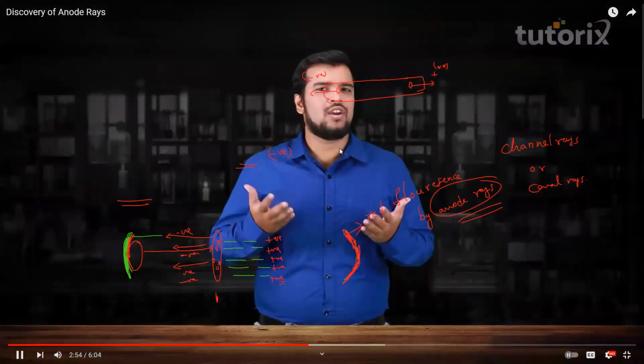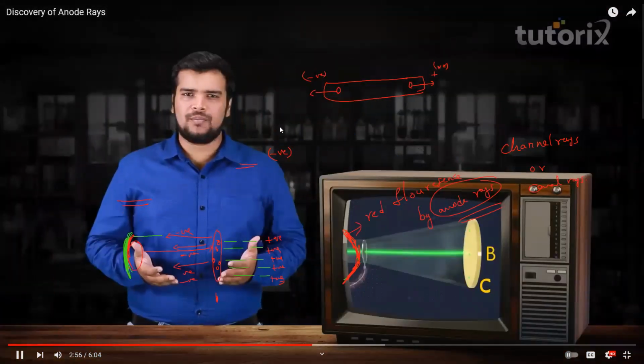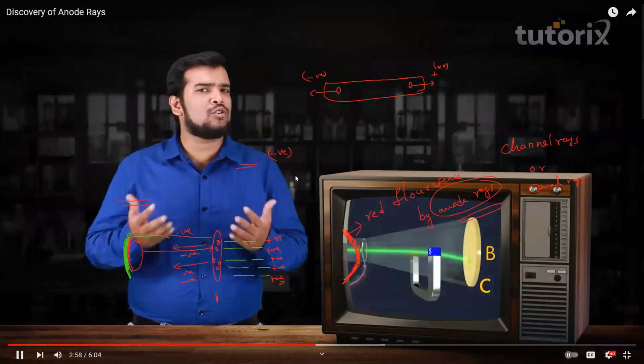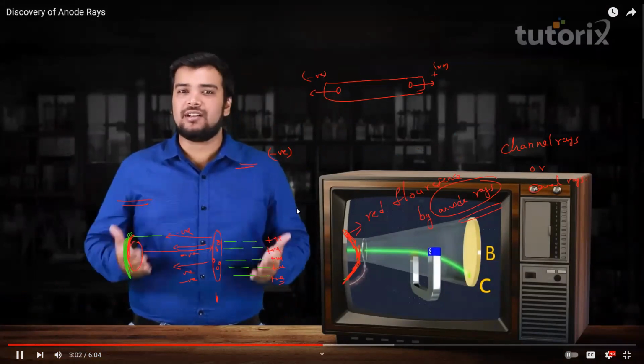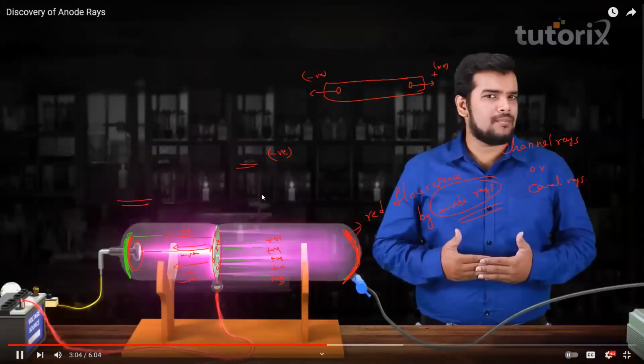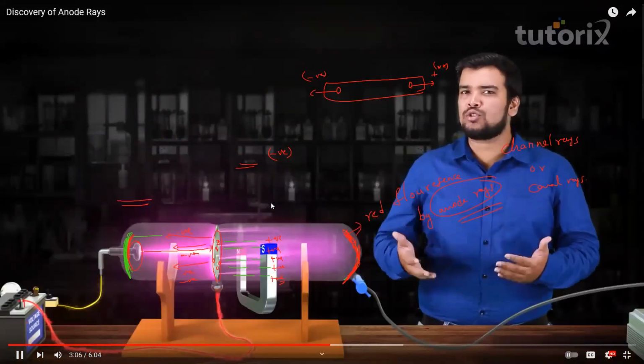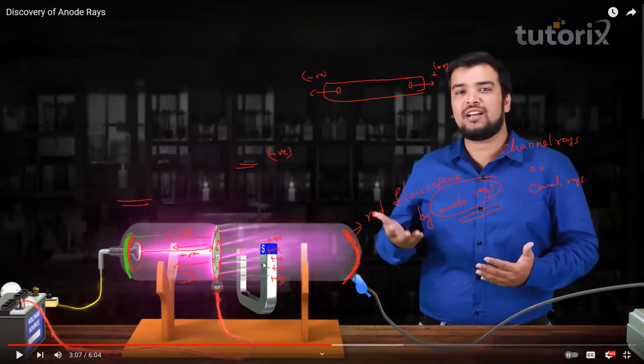So now, if you remember from the previous video, when we brought a magnet close to the cathode rays, they were bent downward because they were negatively charged. So what do you think will happen when you bring a magnet close to these positively charged rays? When you bring the magnet, it is bending. Electrons will bend towards the magnet. Positive charge means it will bend what? Away from the magnet.